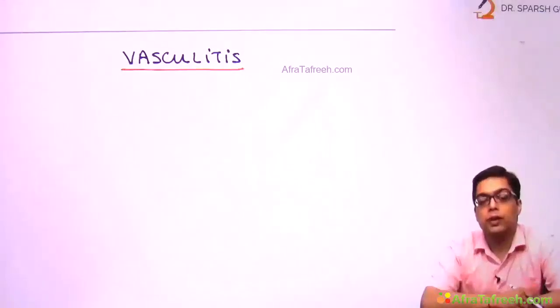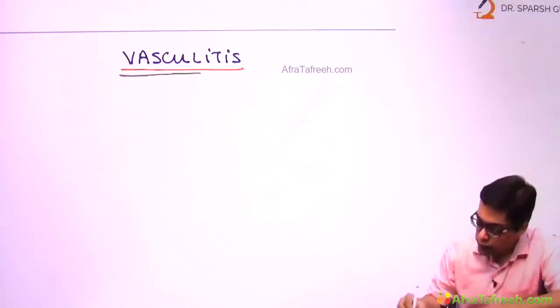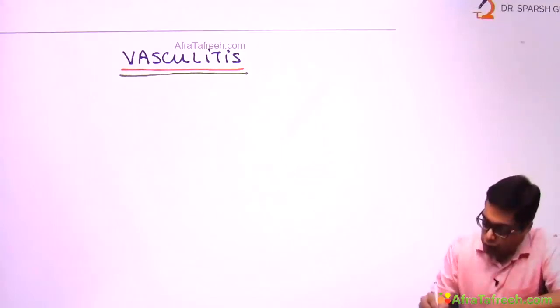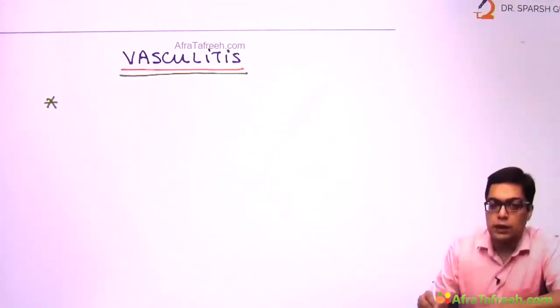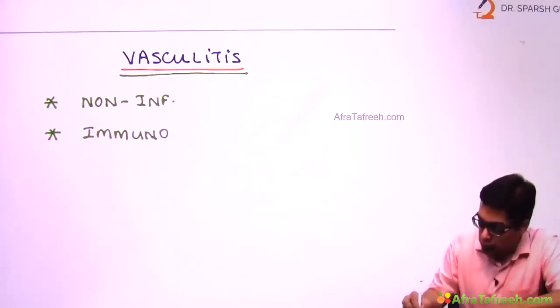In this section, we are going to be having a discussion of vasculitis. When we talk about the term vasculitis, it simply means inflammation of the blood vessels. The inflammation of the blood vessels in this condition is usually an example of a non-infectious condition. This kind of vasculitis is usually an example of an immunologically mediated process.